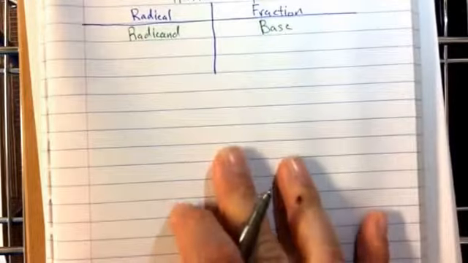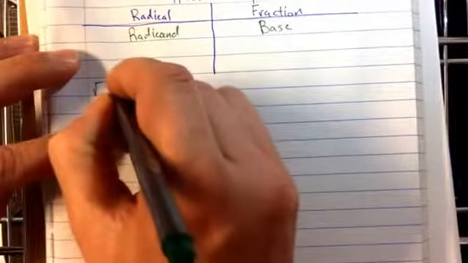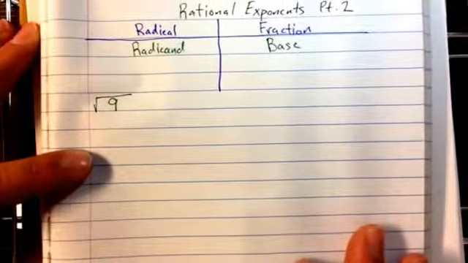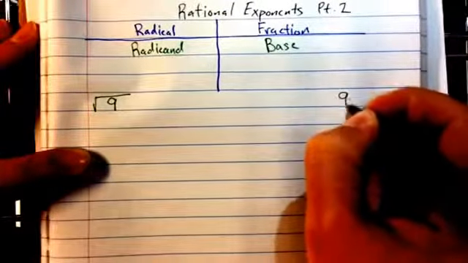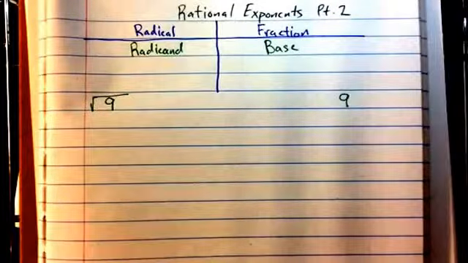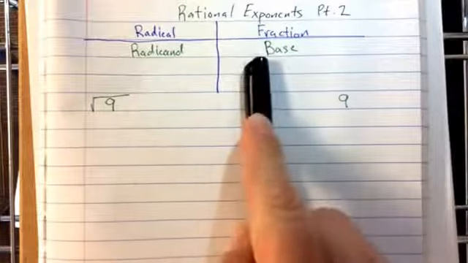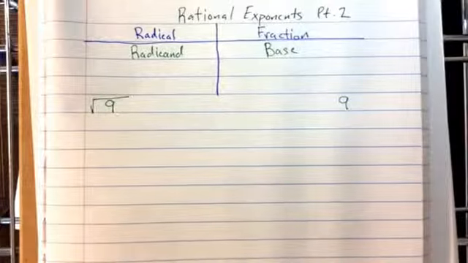So here we have a radical, and our radicand is 9. Over here we have a base, and it's 9. So radicand becomes base, and vice versa, base becomes radicand. So these go both ways.